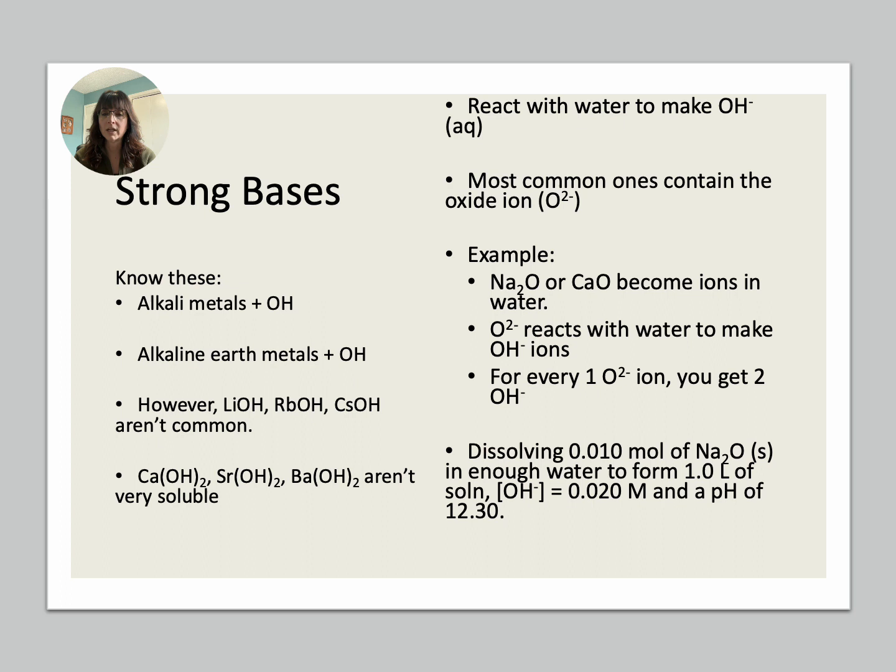This is an interesting one, and you're going to see this on the homework assignment. One of the most common bases is something that has the O2 negative ion. For example, sodium oxide or calcium oxide will become ions in water to form sodium ions, calcium ions, and the O2 negative ion. Those O2 ions can then react with water to make OH negative. And for every 1 oxide ion, you get 2 hydroxides. Something to think about.